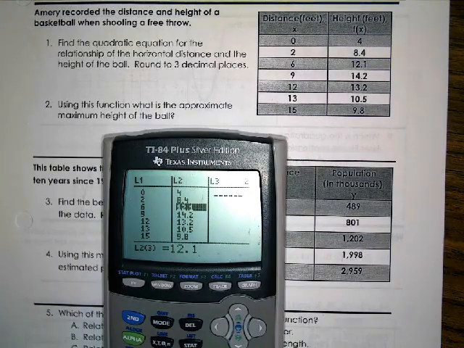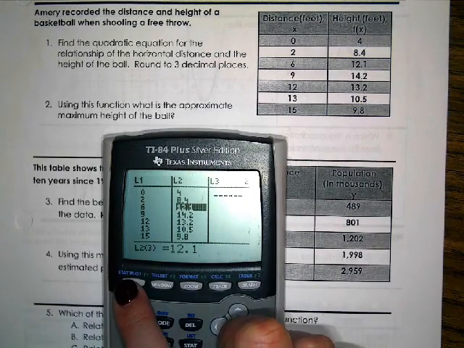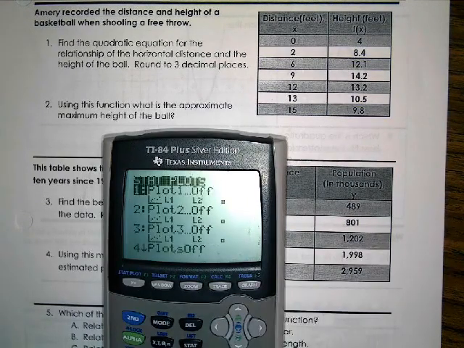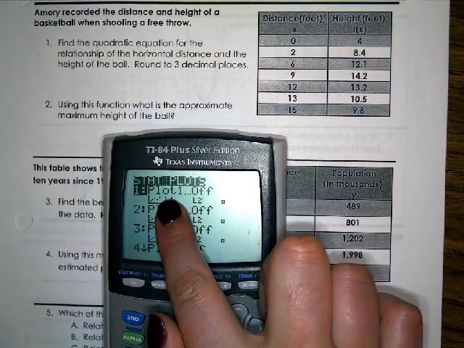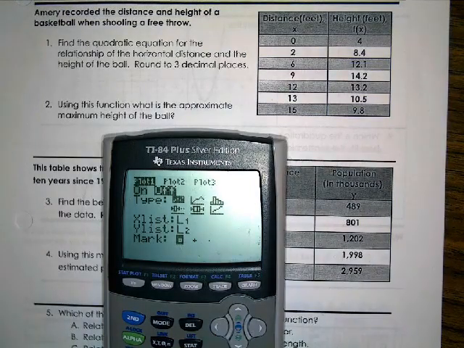scatter plot. So scatter plot's right here, so I'm going to hit second y equals. Got the plot. I'm going to turn the plot on. And then I want to make sure my window's big enough to be able to see the points. So I'm going to hit zoom, number 9. There we go.